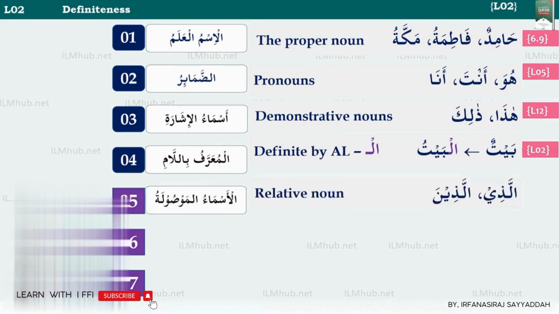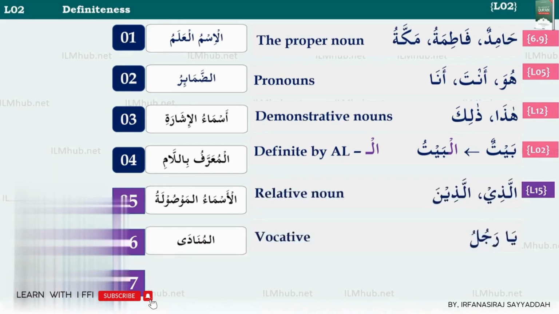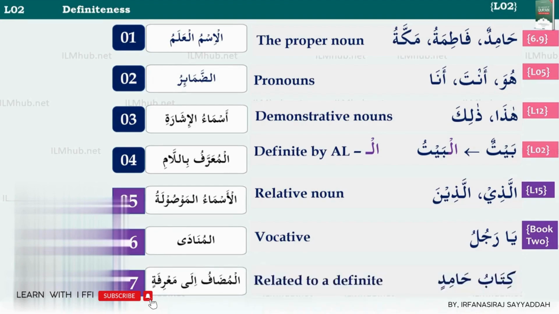The next one is the relative nouns. I will be going through them in lesson number 15 for you, which is the last lesson of book 1. And the vocative we will do after we've done verbs. It's used about 300 times in the Quran, inshallah. But after we've learned the verbs, we'll appreciate them a little bit more and it'll be easier to understand. So I moved them into book number 2. And the last, the 7th one, we will study, inshallah, in lessons number 10 and 11.